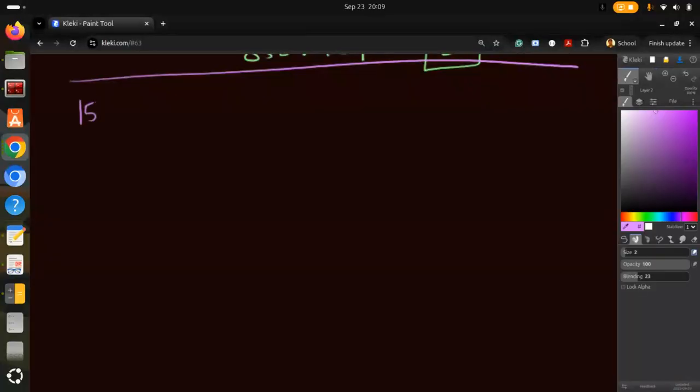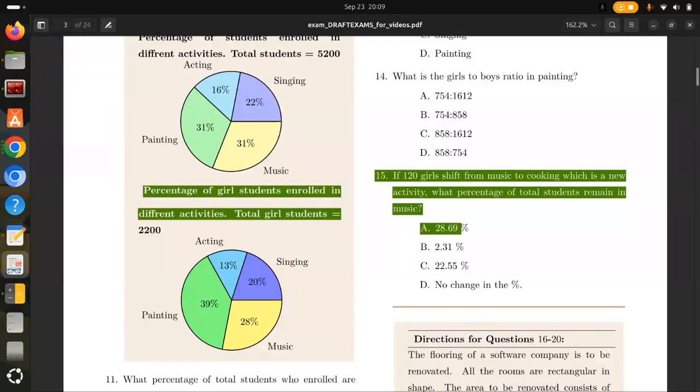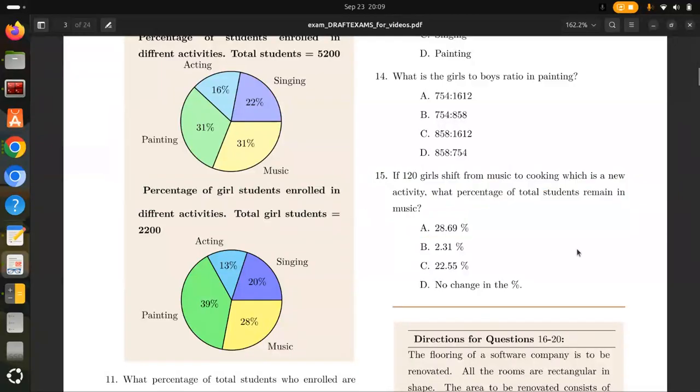So now we'll do question number 15, which is here on the screen. If 120 girls, sorry about that. If 120 girls shift from music to cooking, so actually there is no cooking at all in the pie chart, which is a new activity. What percentage of total students remain in music?